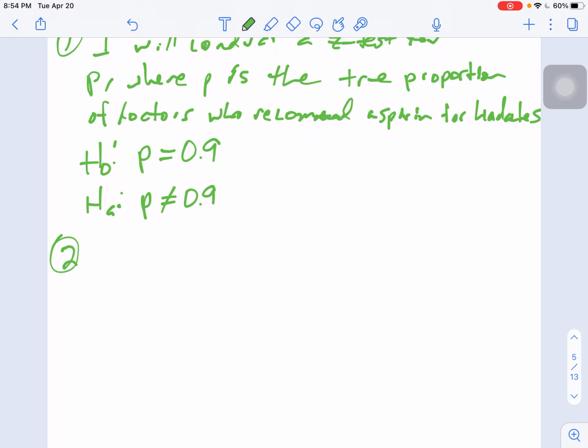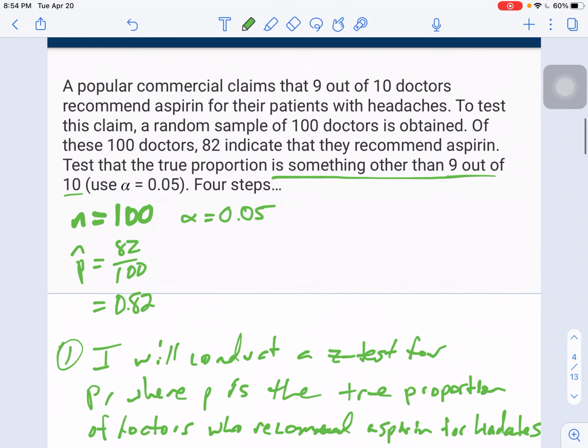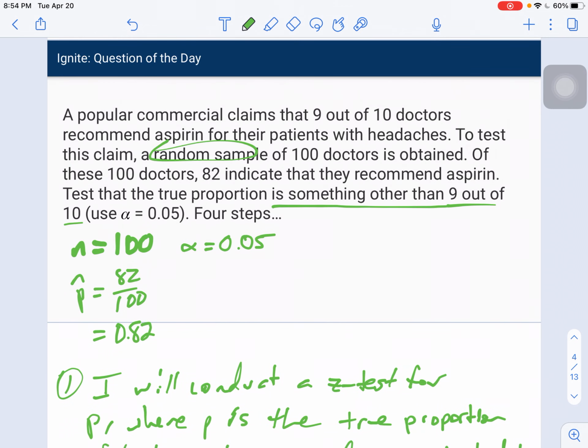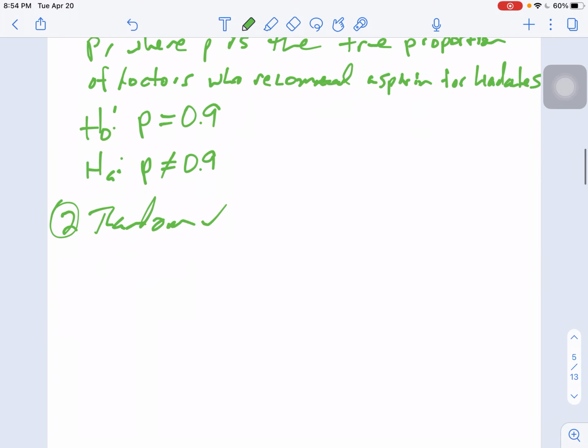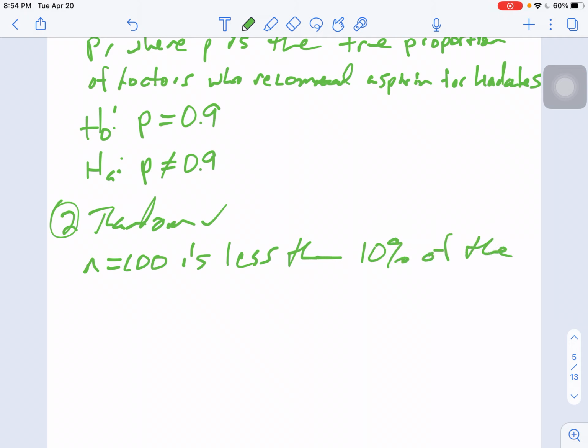Step 2 is our conditions. I did have a random sample, as stated here in the problem, so random is a check. The 10% rule is the next one we need to consider. n equals 100 is less than 10% of the doctor population size.